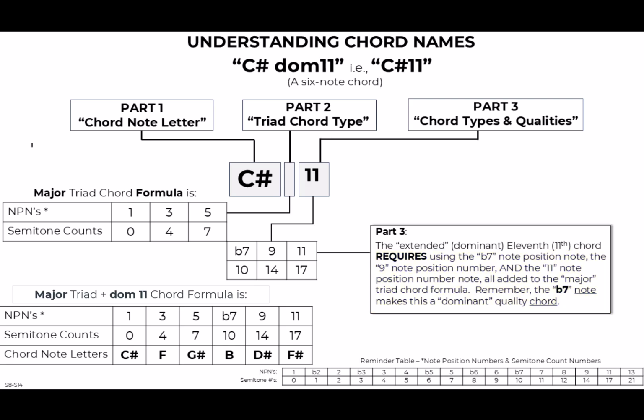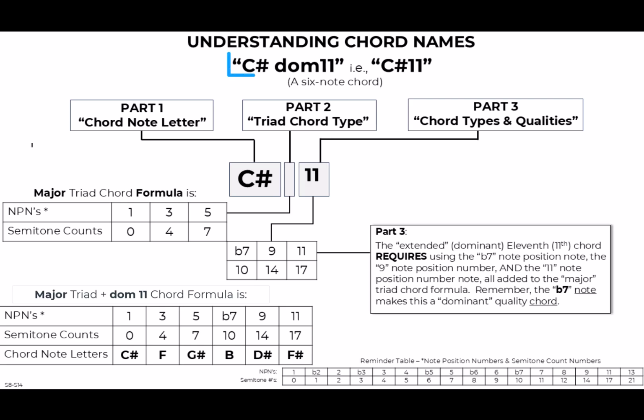So, putting all this together, the semitone count numbers formula to form this 6-note chord begins with a C sharp note, the 0 count. The F note is the 4 count. The G sharp note is the 7 count. The 10 count is the B note. The 14th count is the D sharp note. And the 17th count is the F sharp note.